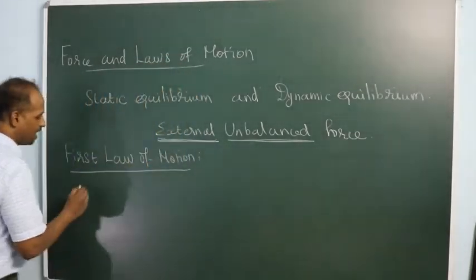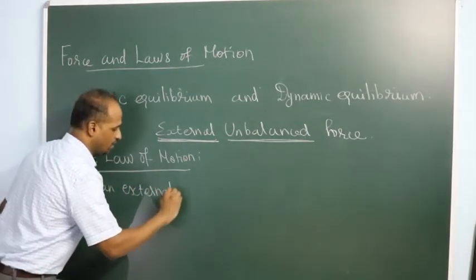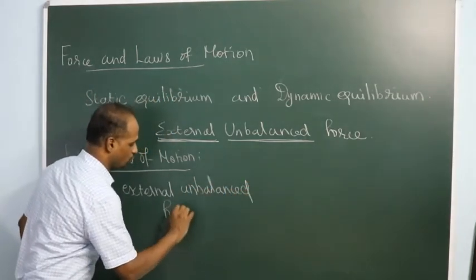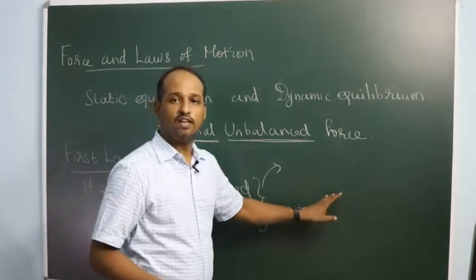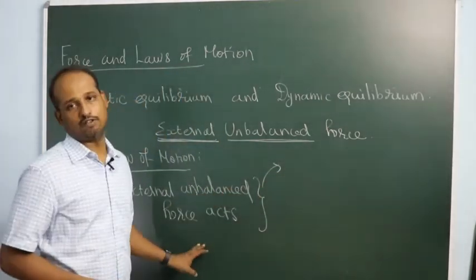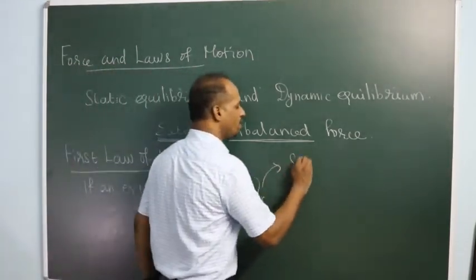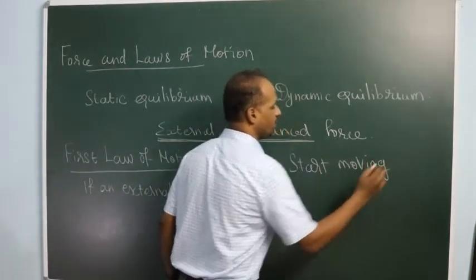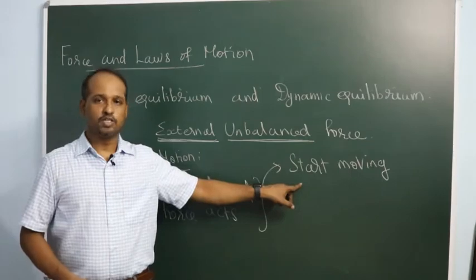If an external unbalanced force acts on an object, what are the possible things? The object will not be at rest. If an object is already at rest and an external unbalanced force acts on it, the object will not be at rest. It will start moving. So what can this external unbalanced force do? It can initiate motion in the object.